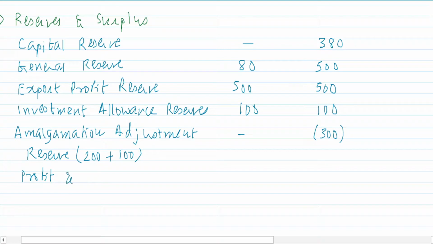Then we have profit and loss account. In nature of merger, all the reserves of selling company will be taken over. So add up the two reserves. I get 1250. But in purchase method, I will show only purchasing company's P&L. We cannot take over the selling company's P&L.